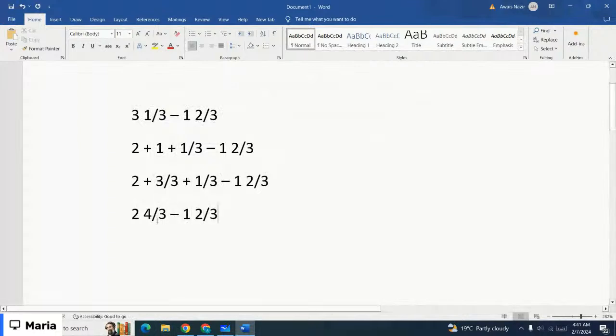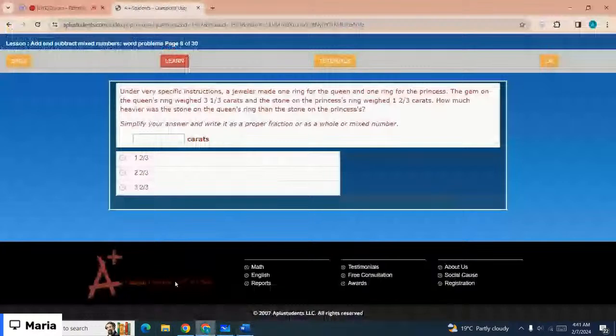Now you can subtract: 2 minus 1 is 1 and 4 minus 2 is 2. So that is 1 whole 2 over 3. Got it? So when you subtract, it is 1 whole 2 over 3. Option number 1 is the correct option. Got it? Option 1 is the correct option. That is 1 whole 2 over 3.